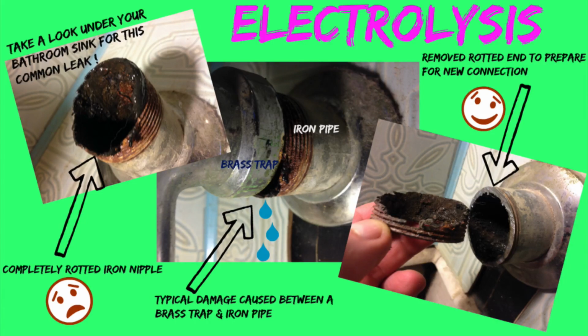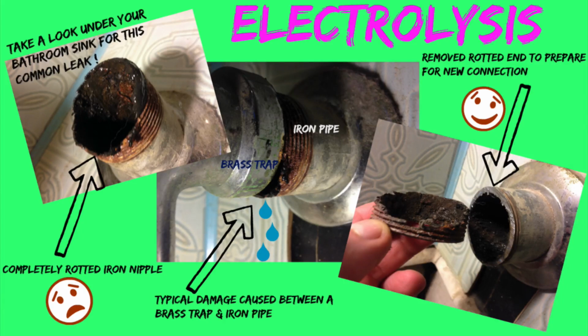So this is a common thing between brass and iron. In this case, we had the old-fashioned brass traps screwed onto this iron nipple, and you could just take a look at the damage. They were just completely rotted out. And what I did was I actually cut the rotten threads off in preparation to make a new connection.